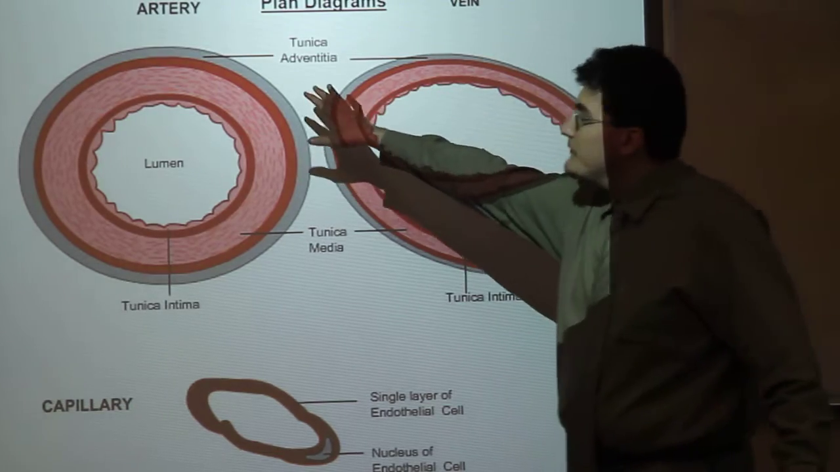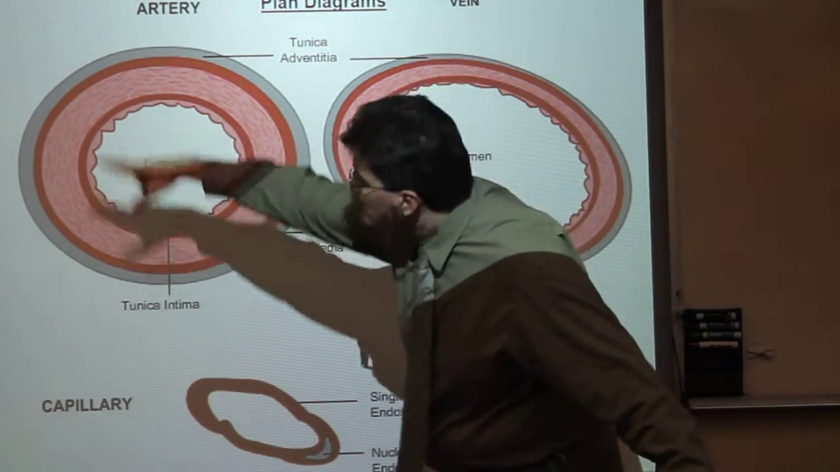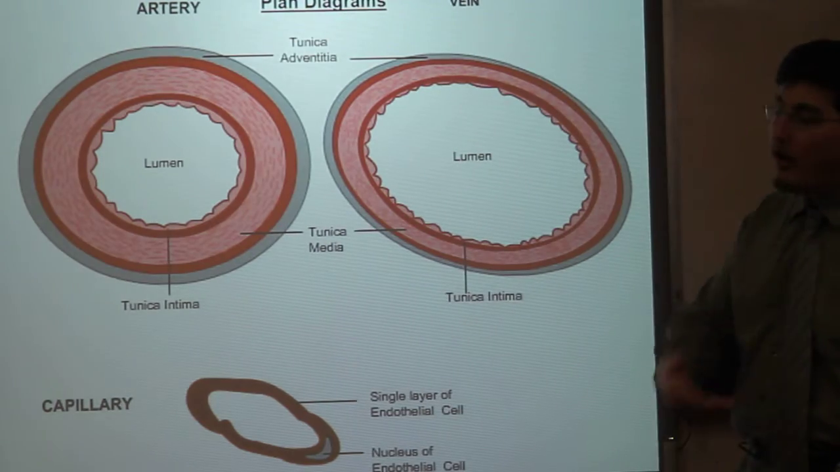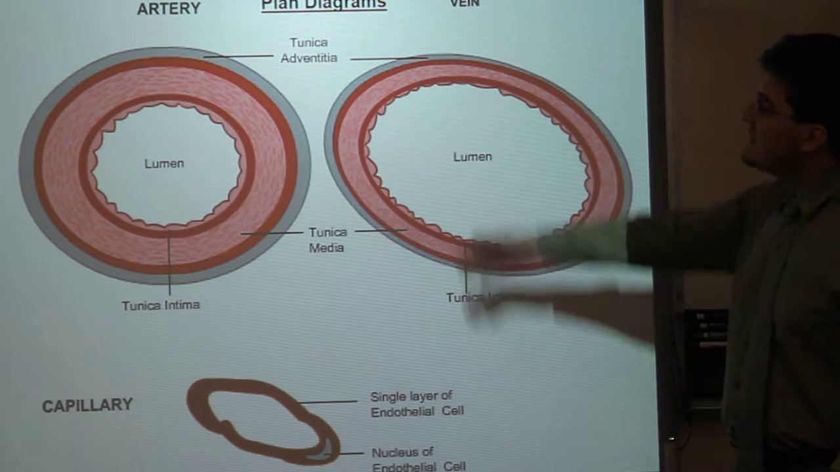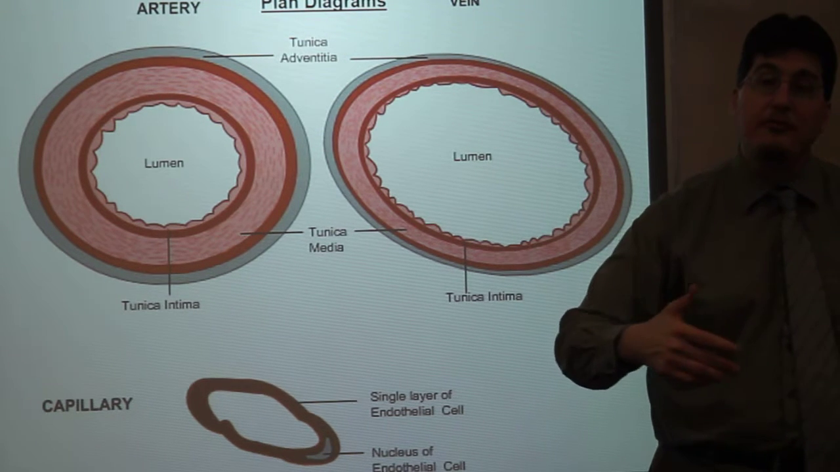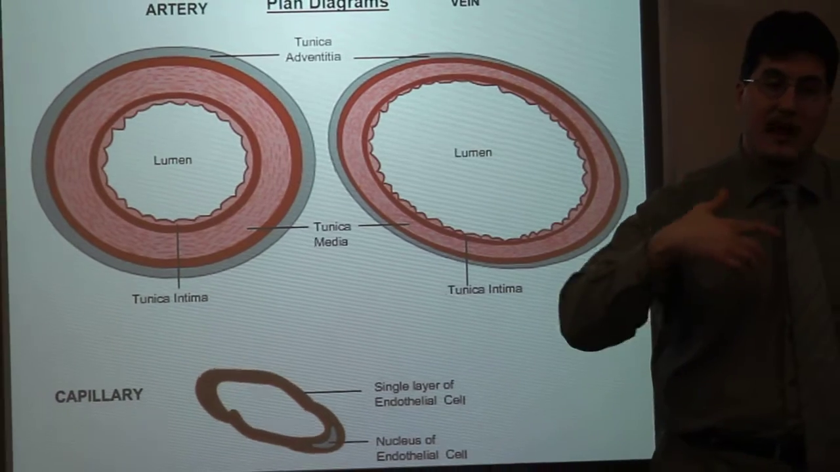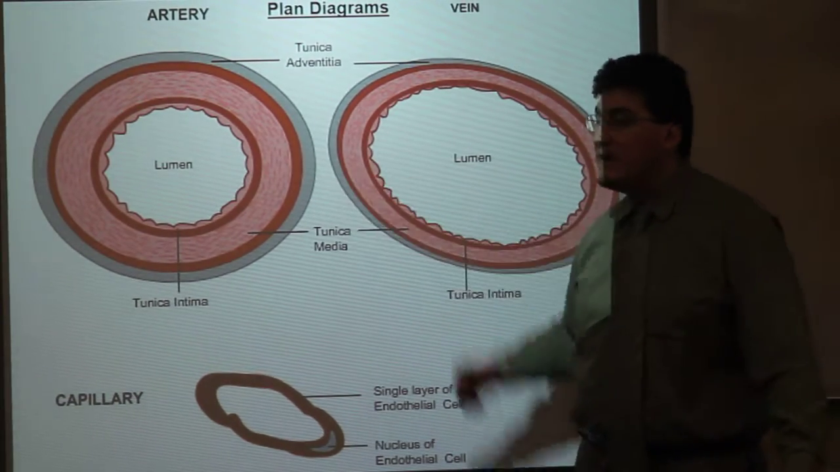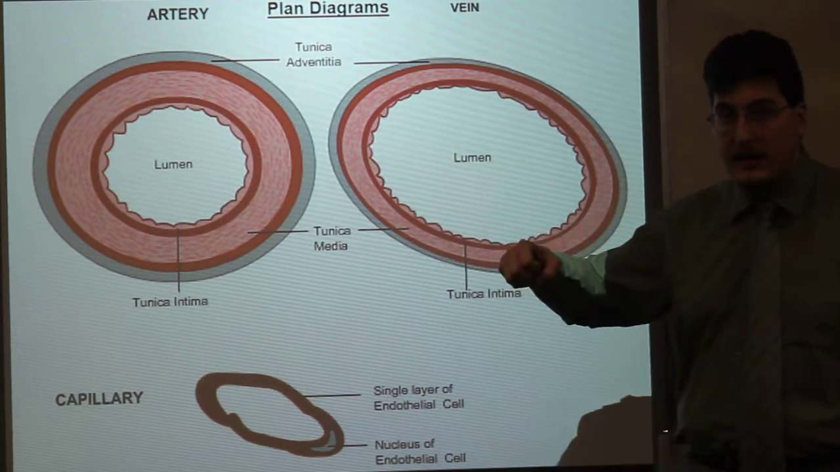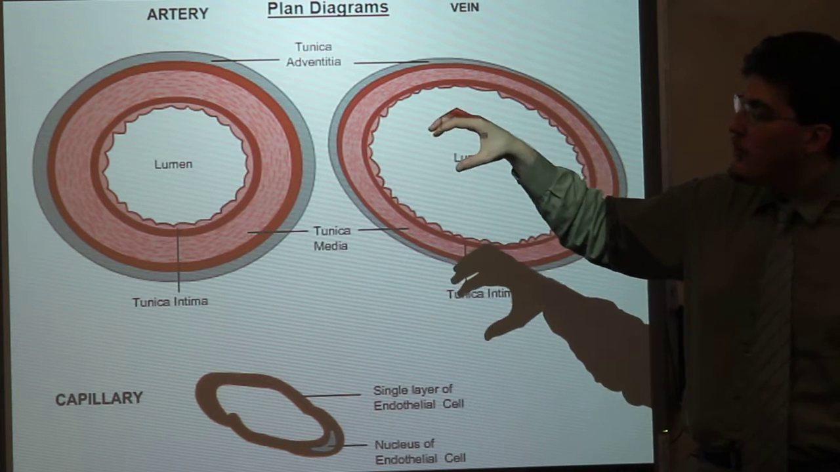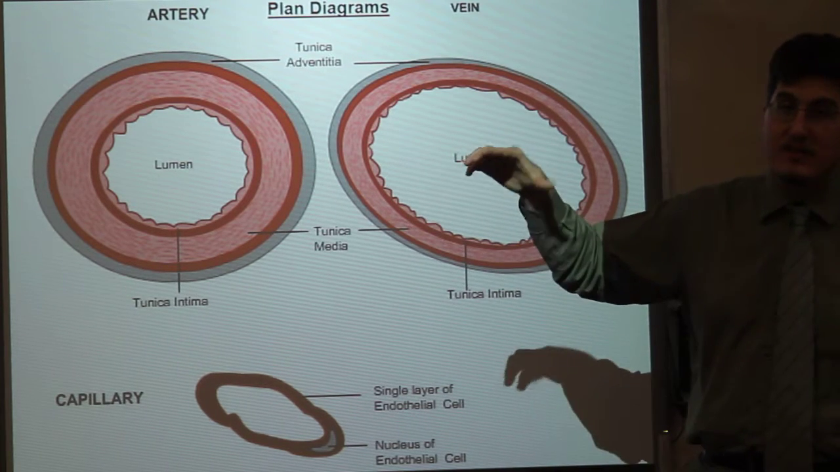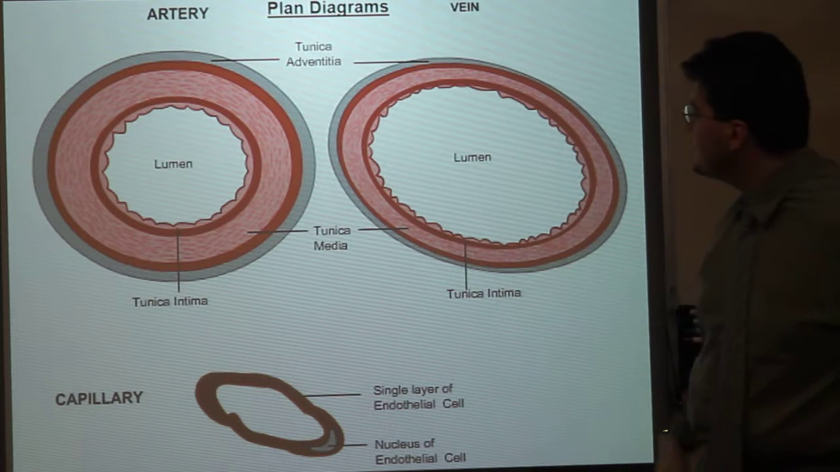So the tunica intima is the innermost layer. Then we have our tunica media, which is our middle layer. And then we have the tunica adventitia, or tunica externa as it is often called, and that is our outermost layer. Our tunica adventitia is comprised mainly of collagen fibers, so it is tough and unlikely to stretch and burst. Whereas our tunica media, being comprised mainly of muscle tissue and elastin fibers, is going to constrict and control vasodilation, and the elastin also is going to provide pressure and recoil force.